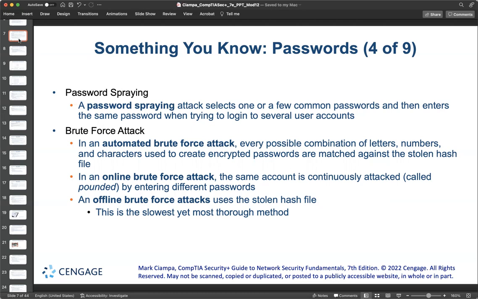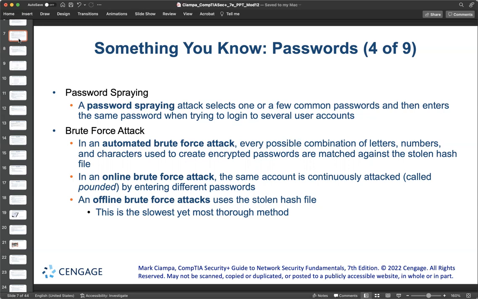So a password spraying attack selects one or a few common passwords and then enters the same password when trying to log into several user accounts. When you try this on a multitude of users, the bigger the number of users and the bigger the spray bucket that you're spraying out of, the higher the level of success is going to be. But generally speaking, password spraying is not really a very good and strong type of attack.